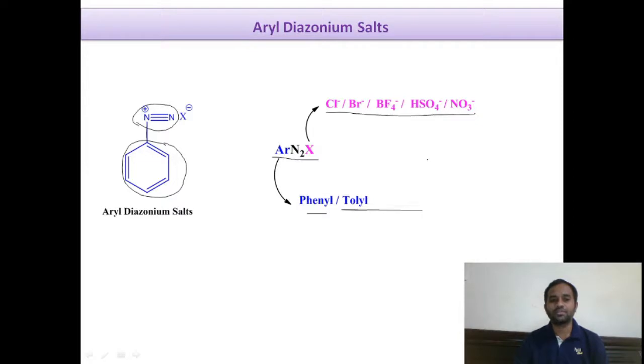These aryl diazonium salts were discovered by the scientist Peter Griess in the year 1858. Usually we can prepare these aryl diazonium salts from primary amines. That process of conversion of primary amines into aryl diazonium salts is called diazotization, which we will see in detail in the coming slides.